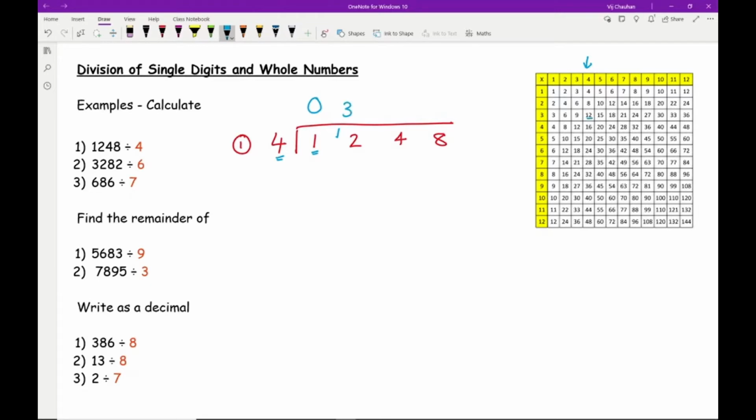How many 4s go into 4? That's going to be 1. How many 4s go into 8? And that's going to be 2. So your final answer is going to be 312. And where your answer is, it's basically whatever number is along the top. So this here will be your answer.